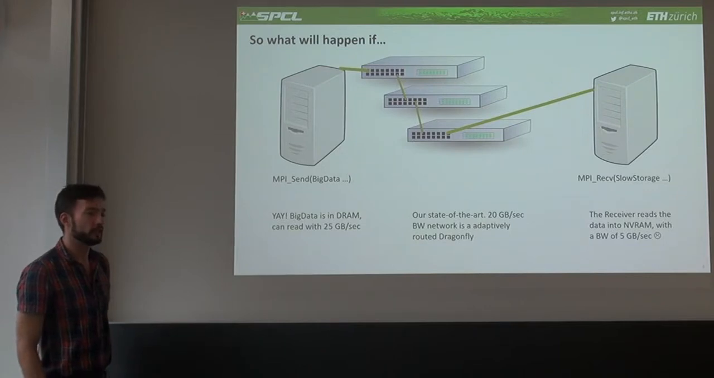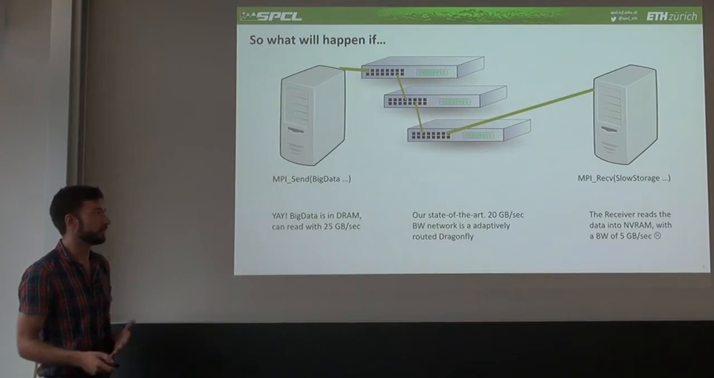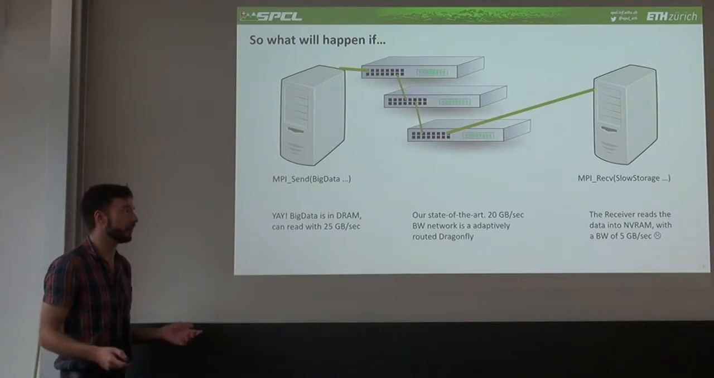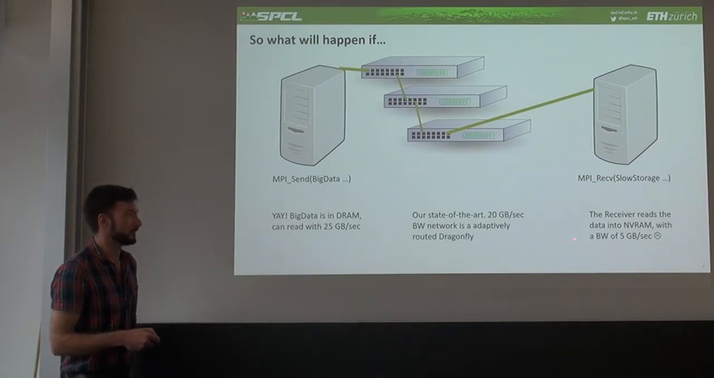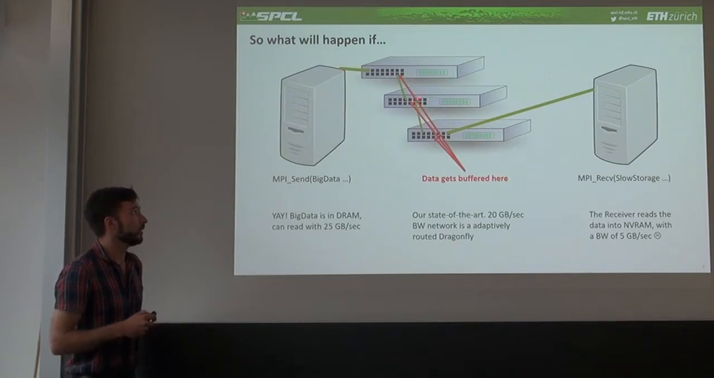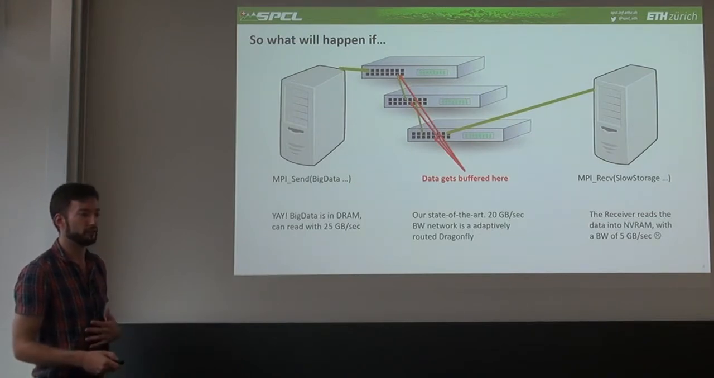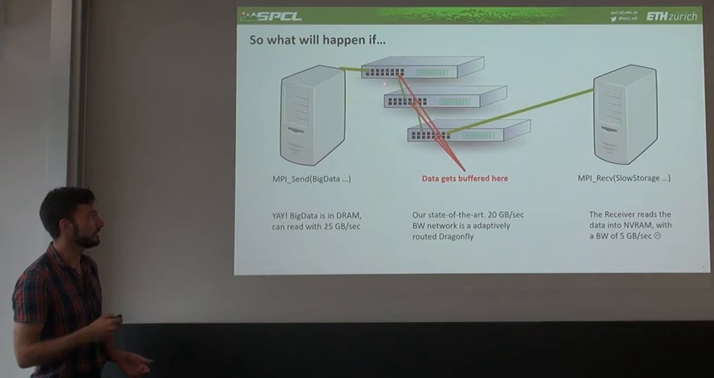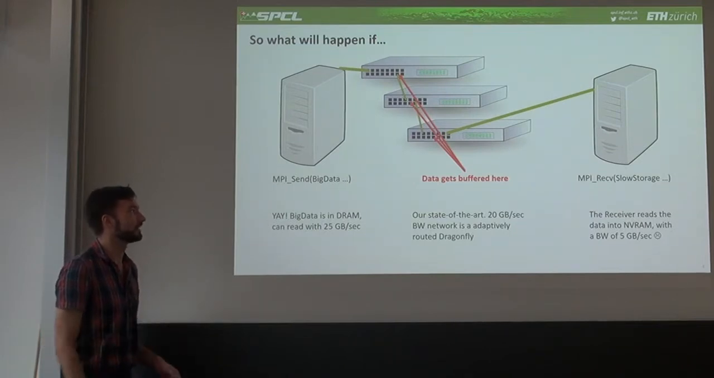But the receiver actually receives this data not into DRAM, but into NVM that is not backed by DRAM as a cache. Maybe we ran out of cache space, or we don't even have cache space in that machine. Then the receiver will read this data basically with a speed of 5 gigabytes per second, and all the data will clog the buffers in switches. These buffers are normally there to resolve transient congestion. However, in this case, there is nothing really transient or nothing really congestion about this scenario, but what we really have is just a slow receiver.